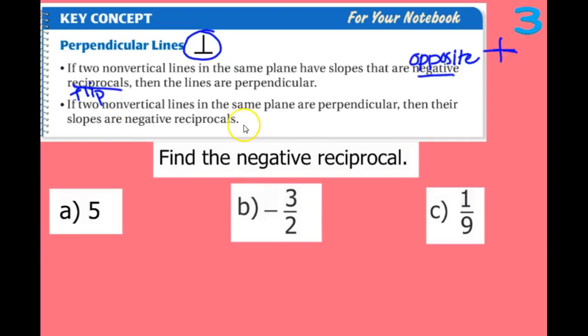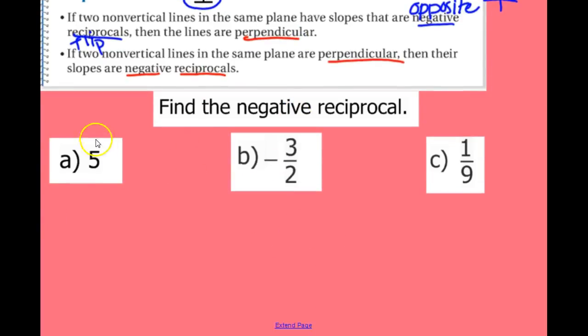It says the same thing here. This is the converse. If two non-vertical lines in the same plane are perpendicular, then their slopes must be negative reciprocals or opposite reciprocals. So it says find the negative reciprocal. So here our slope is 5. So our perpendicular slope, the opposite reciprocal, instead of positive, it would be negative. Instead of 5 over 1, our fraction flipped, or the reciprocal, would be 1 over 5.